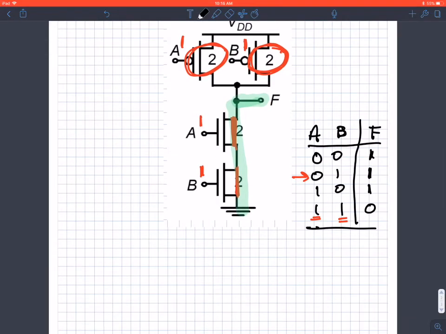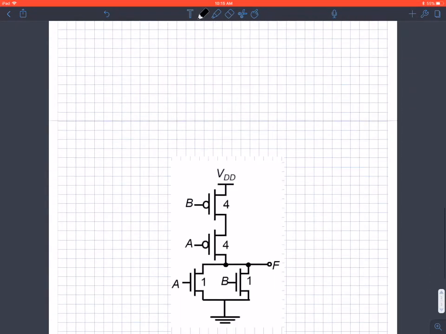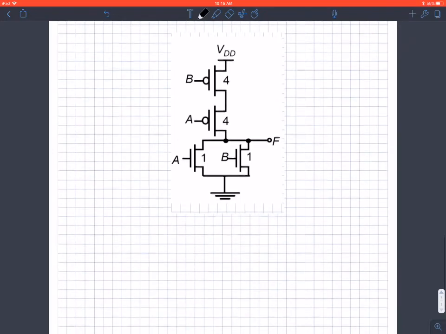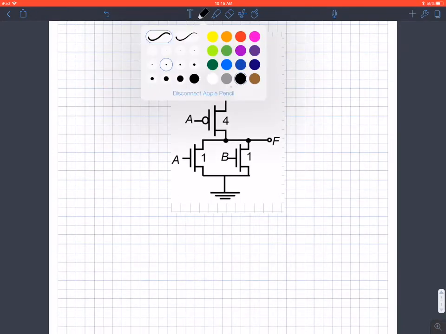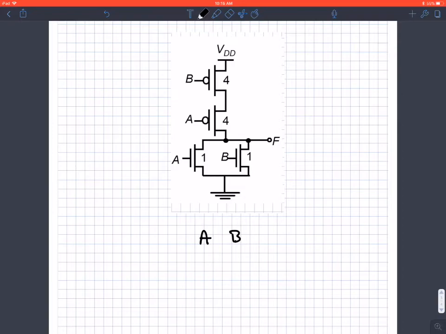All right, so if you go back to the basic gate video, you'll find that this acts like a NAND gate. Okay, this is the schematic for a NAND gate. All right, let's do one more. Let's consider this particular circuit configuration. All right, A and B with an output F, all the input combinations.